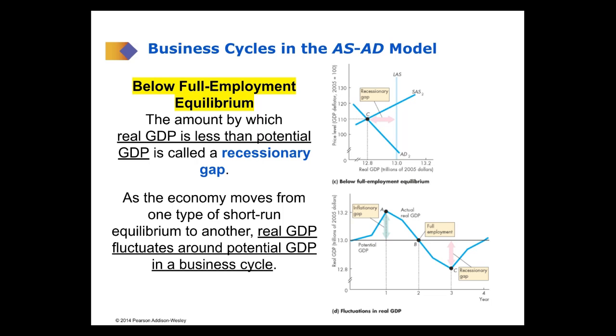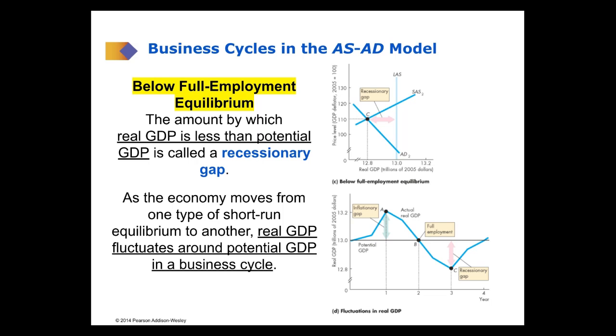And so when this happens, there are times when you're going to have a boom where real GDP is above potential GDP and you have inflationary gaps. Other times you'll be at full employment and you'll be balanced. And then sometimes you'll be with a recessionary gap where real GDP is below potential GDP. And so this is how the ADAS model explains and describes the business cycles, the boom-bust cycles. These are a result of fluctuations in aggregate demand or aggregate supply.